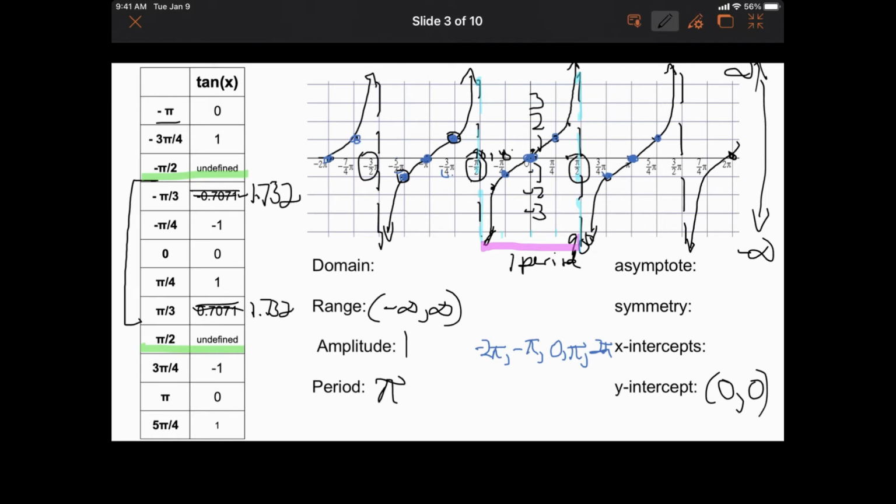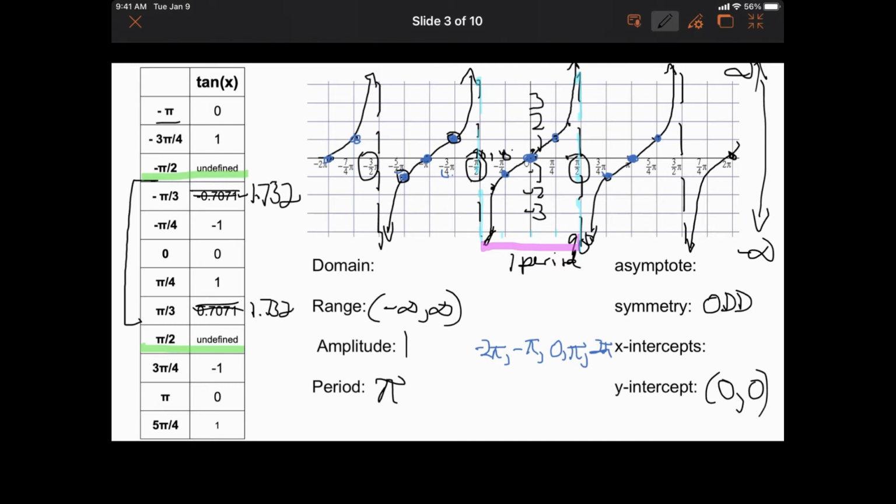Symmetry, we haven't done symmetry, but this one is odd. We talked about even and odd functions. We've also talked about identities, and this is odd. Tangent and sine are odd. So I've left domain, asymptote, and x-intercepts because these are a little bit more complicated. I'm going to talk about the domain and the asymptote at the same time.